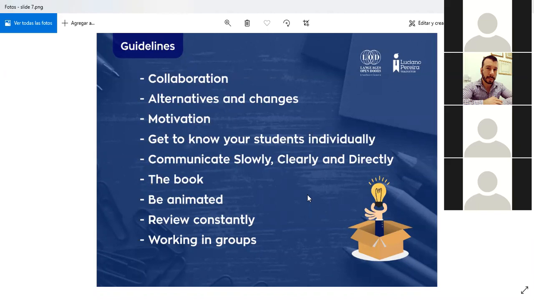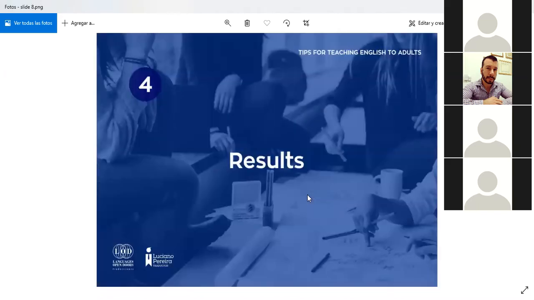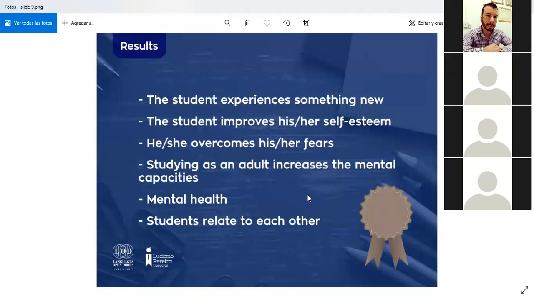Okay, let's move on. Now we have the results. So this would be our goals: how we want our students to feel in our classroom. The student experiences something new. Of course, don't forget your student is learning a new language, a new culture, which for that person is like a new world. Thanks to us. We are the educator. We are the bridge here.